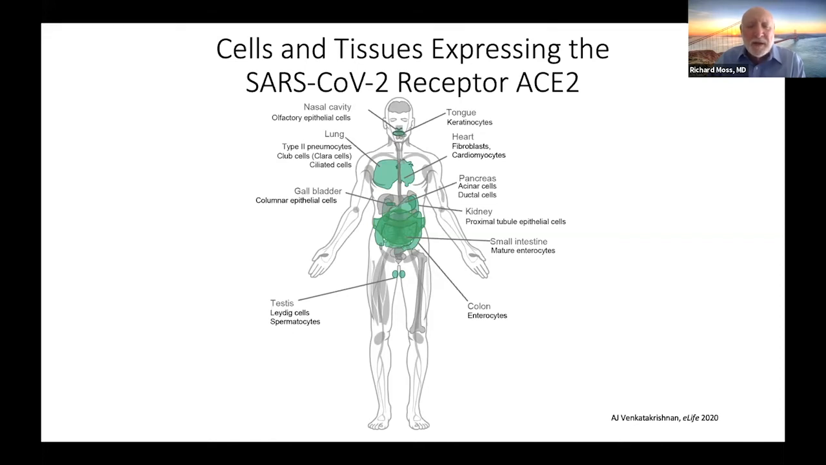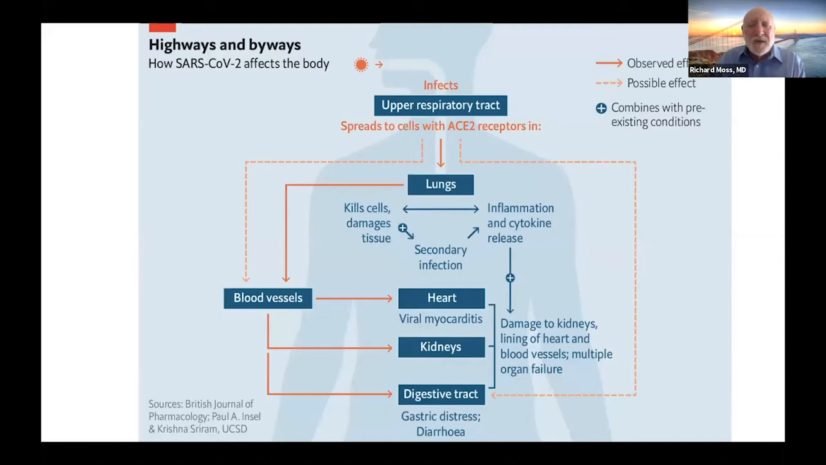We see it in the GI tract. We see it in the kidney. We see it in other cells. So this is perhaps some basis for understanding why this disease causes so many different problems. We see it in the heart, and we're now aware that a majority of people who get this disease have heart damage from it. So it's sort of taking highways and byways throughout the body through this receptor relationship.